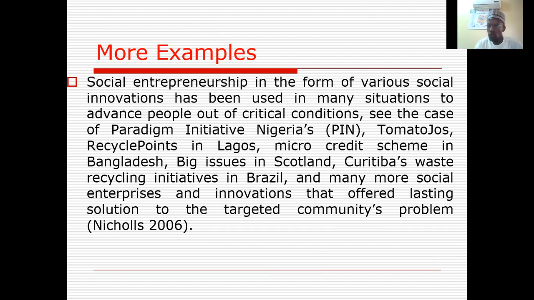And then we have Big Issue in Scotland, a process where they engage unemployed people to dispatch their magazine issues, thereby employing unemployed people. Colectivous waste recycling initiative in Brazil, just like the recycling point in Lagos, and many more social enterprises and innovations that offer lasting solutions to targeted communities' problems worldwide. Students can Google and get more examples of social entrepreneurs' activities in Nigeria, Africa and the world over. There are a lot of examples where people use creative, market-based solutions to solve social problems which government alone cannot solve.